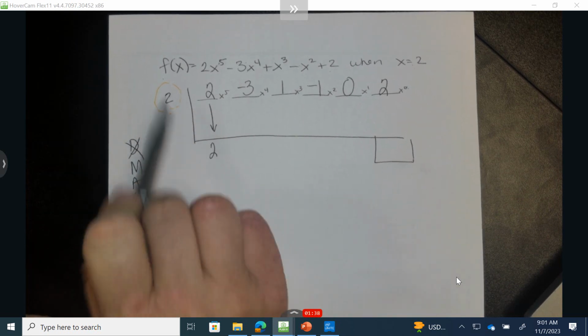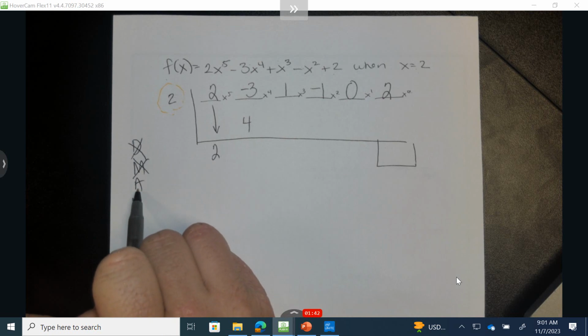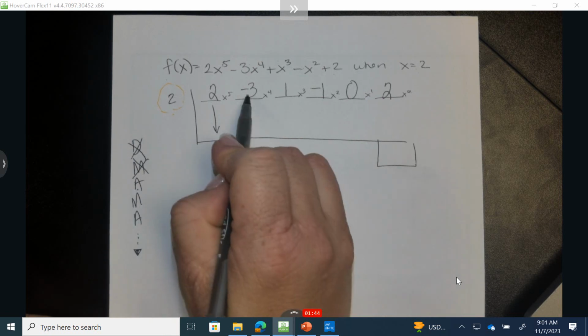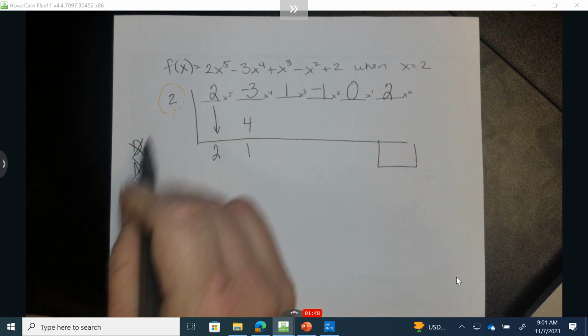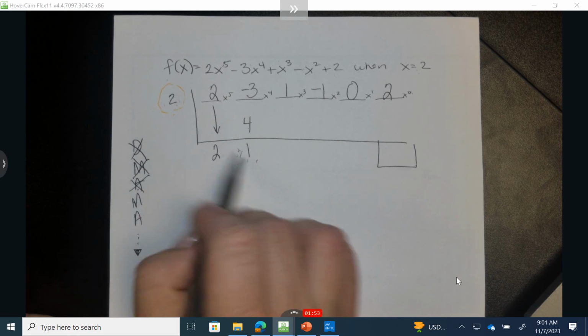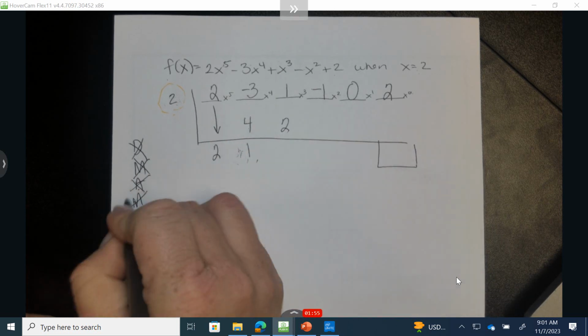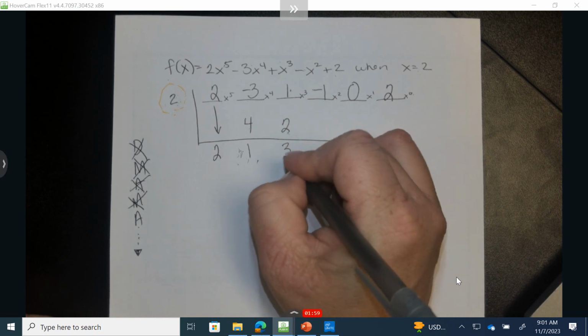M says multiply. 2 times 2 is 4. I multiplied. A says add straight down in that column. -3 and 4 is 1. M says go back and multiply. We always multiply the bottom with that outside number. 1 times 2 is 2. A says add straight down. 1 plus 2 is 3.